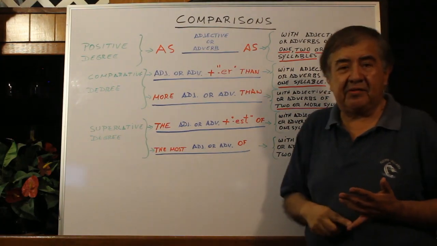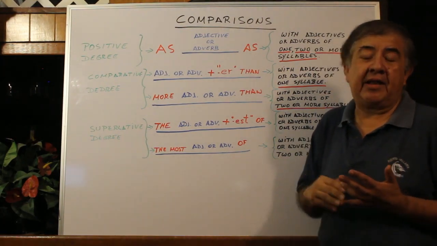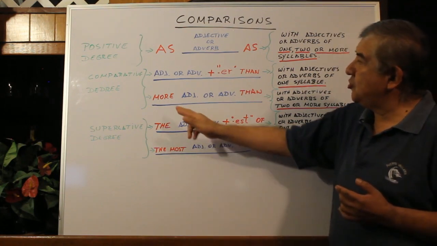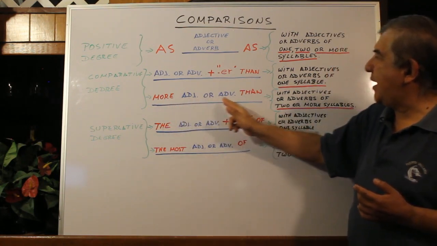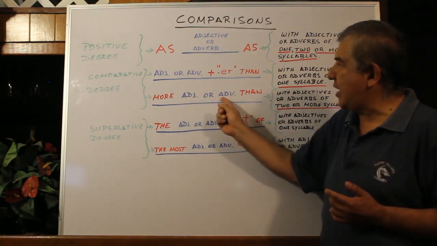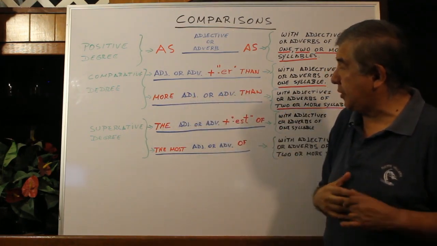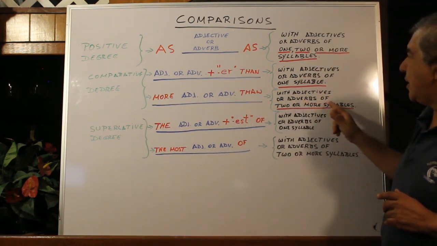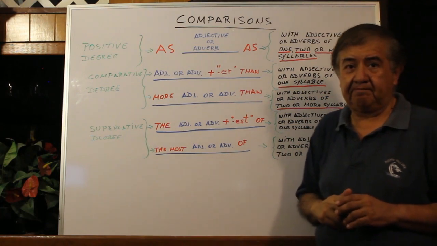But what happens when you have an adjective or an adverb of two or more syllables? Here, you're going to use the word more and the word than. In the middle, you're going to write the adjective or adverb that you want to compare. So, here, this is with adjectives or adverbs of two or more syllables.